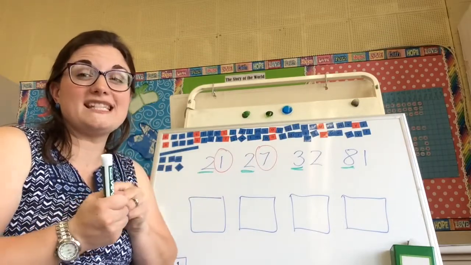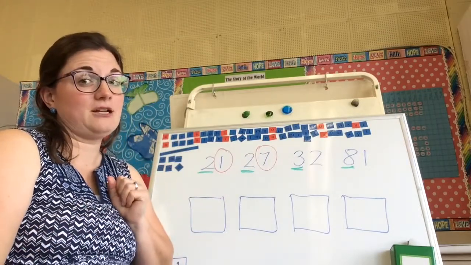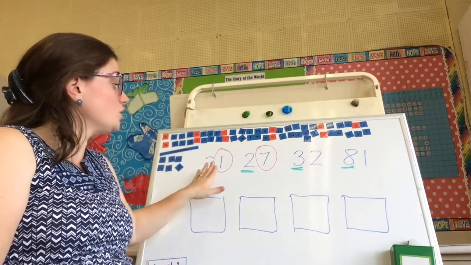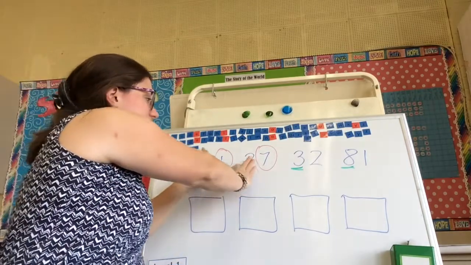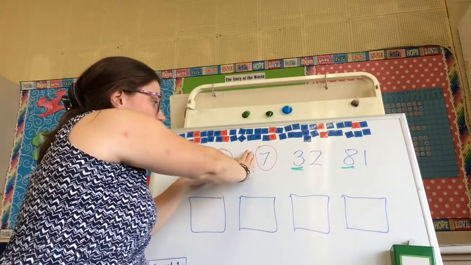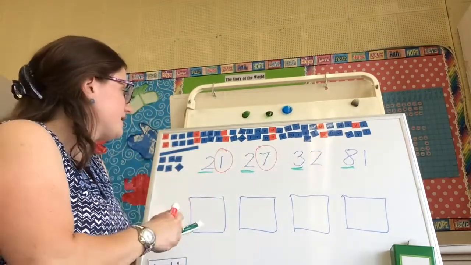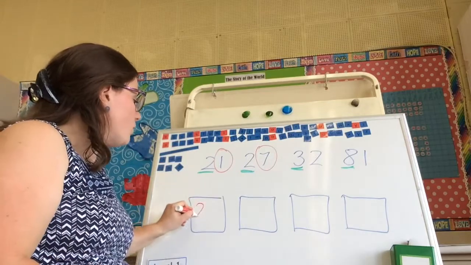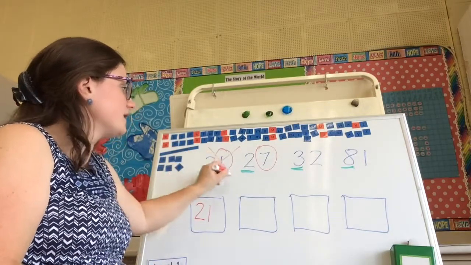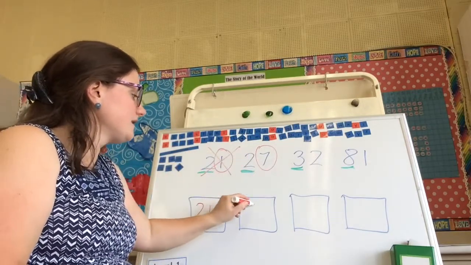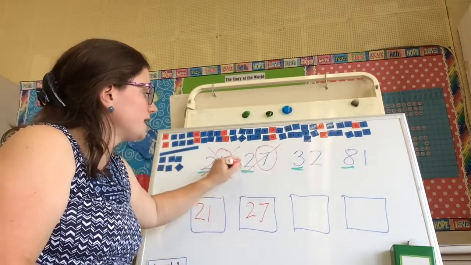So which one is the smallest? Say it out loud. 21. They have the same tens, so I'm going to cover up the tens, and now I'm just going to look at the ones. We've got 1 and a 7. Well, I know 1 is the smallest. So 21, and I'm going to put an X through it. Then I know my next one is 27. Put an X in it.